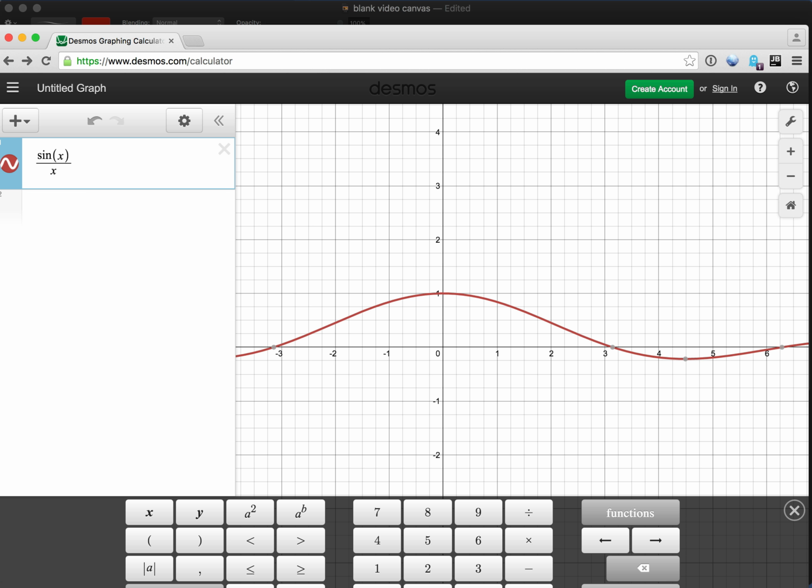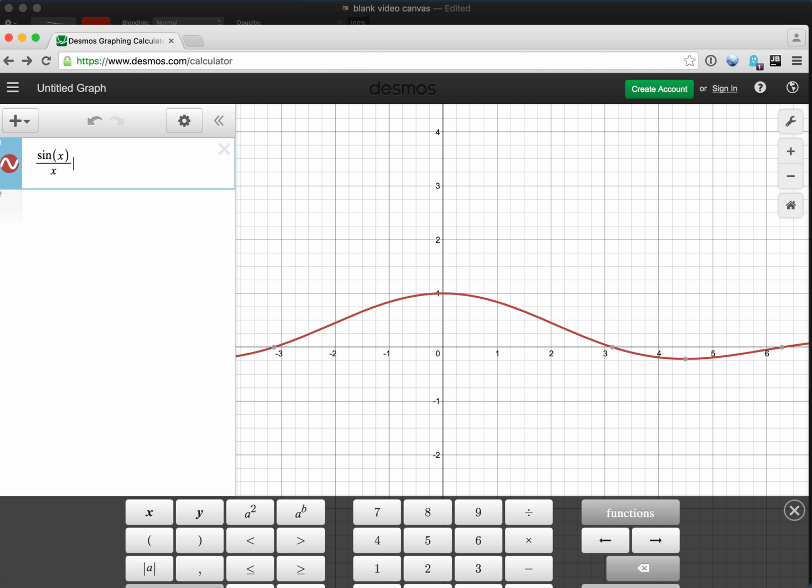So here's one that's very common. This is a little bit weird because, so sine of x over x. Does that look right, that graph? No. Doesn't look right, right? There should be a hole with one.